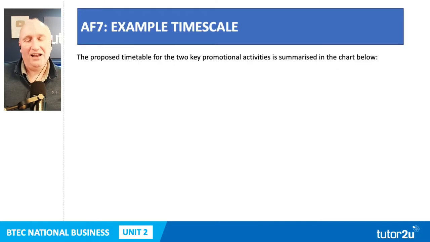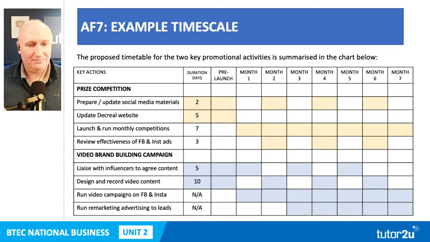And I reckon something like this would do it. What do you think? I reckon this is okay. All I've done is say, look, there's 2 main promotional activities, and I'd always say 2 main promotional activities. Prize competition, and I reckon there's 3 or 4 stages to that. So all I've done is say, right, prepare the materials, update the website, launch and run the competitions, review the effectiveness of the ads. In other words, there's 3 or 4 elements to it.